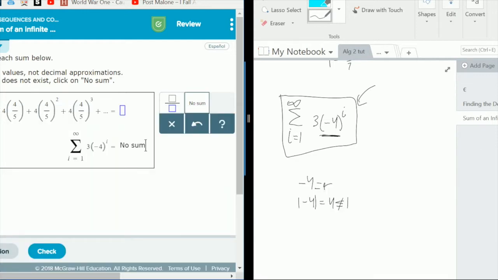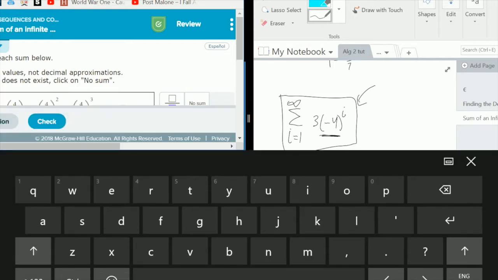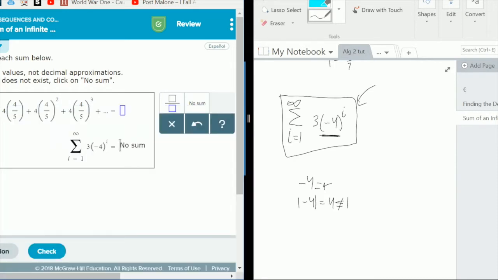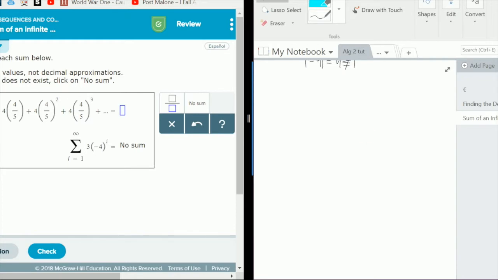Now remember, the only thing that makes a sequence have no sum is if the absolute value of r is not less than or equal to 1. Now if we check this, I'll do the first one real quick. Actually, let me show you the first one again, just so you can see how to do the sum formula. This one has a number before the parentheses, so I'll show you this one.